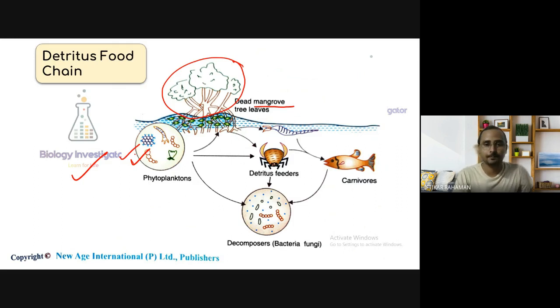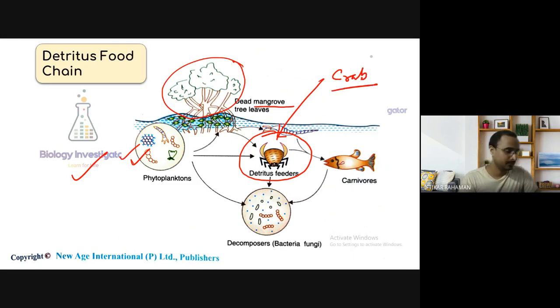they are being eaten by detritivores. This is one detritivore, for example, this is some crab. This is some crab, mane kakra. So this crab can eat these dead tissues. When these are dead, then only this crab can eat those tissues.